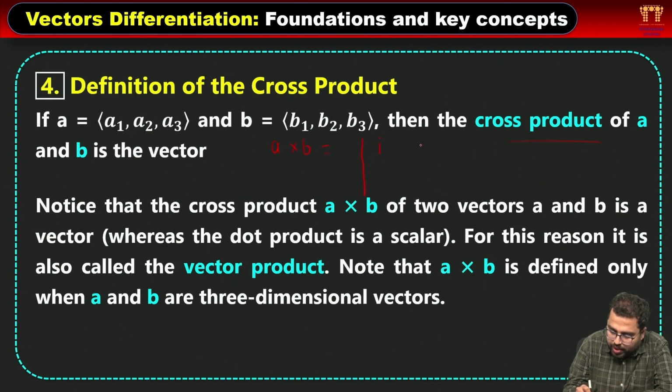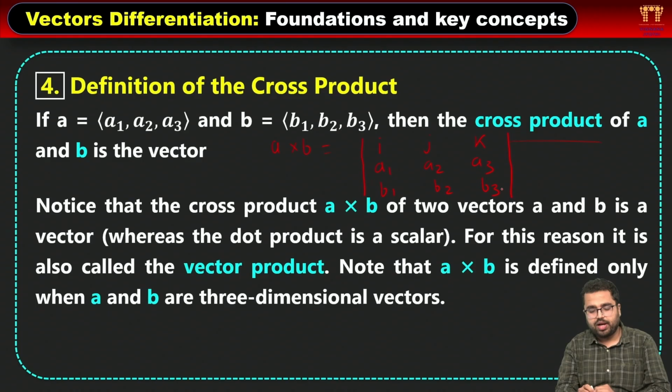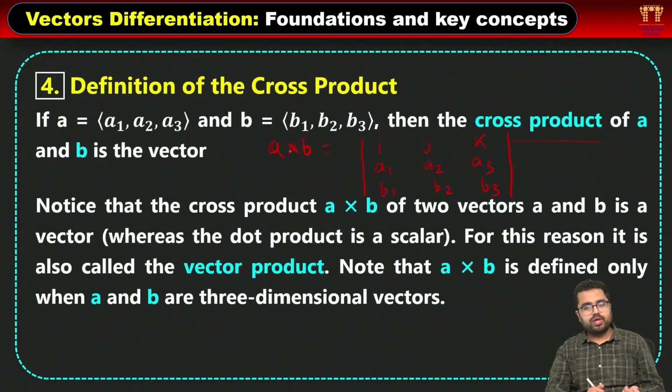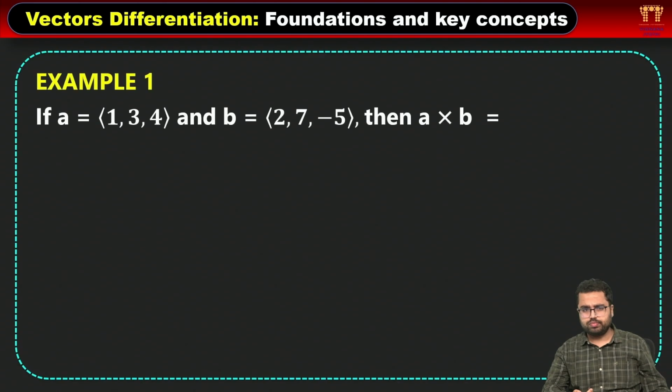What you have to do, you have to write i, j, k here. Then you write the components of A, A1, A2, A3, and the components of B, which are B1, B2, B3, and you find this determinant. You will get the cross product A cross B. Basically this cross product gives you a vector quantity. That's why we call this cross product the vector product of A and B. We'll see one example on this also.